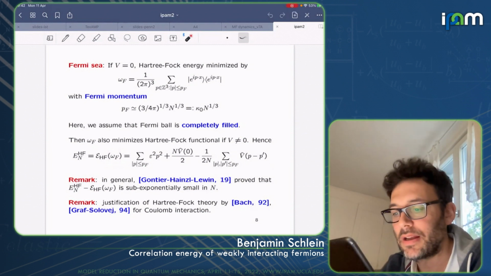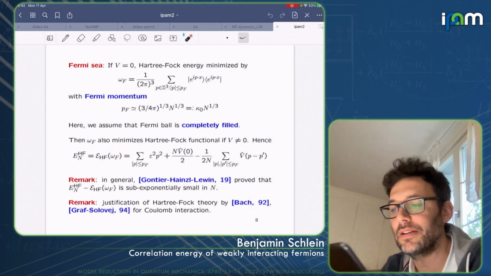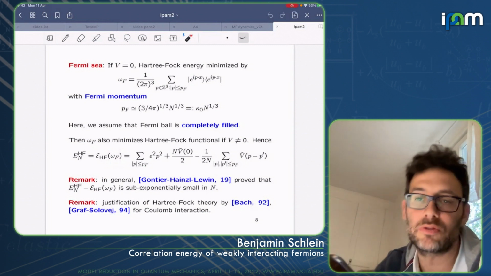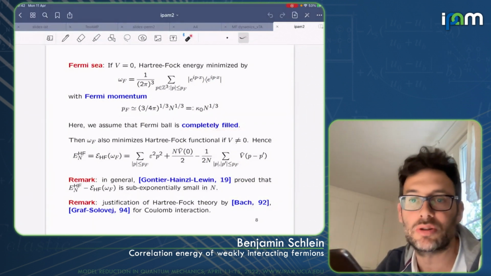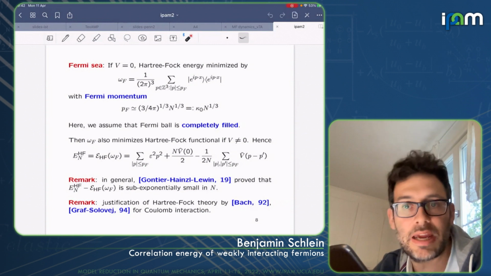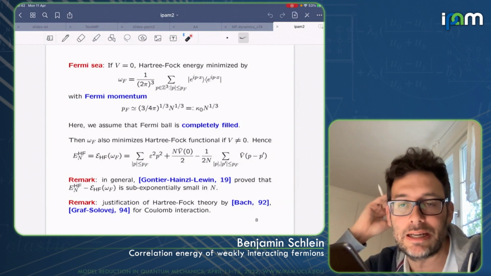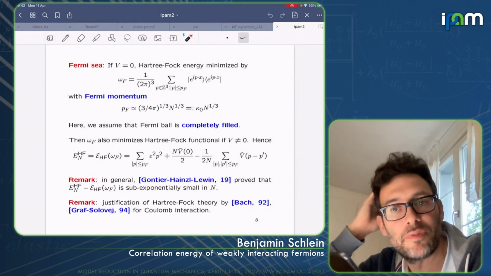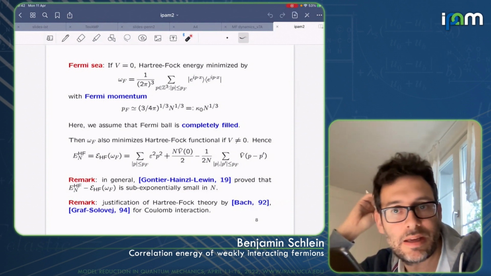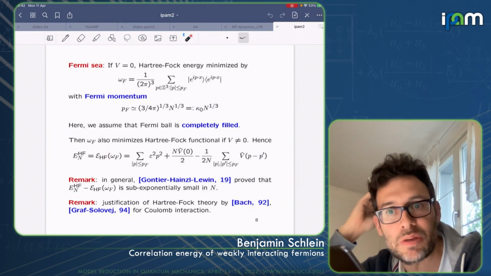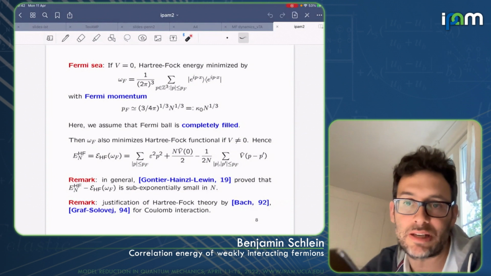As Volker already mentioned in the first talk, in the more general situation, not mean field and without this assumption here, Gontier, Christian Hainzl and Matteo Lewin recently proved that the minimizer of the Hartree-Fock functional is not going to be the Fermi sea, is not going to be translation invariant, but the energy is very close to that of the translation invariant one.